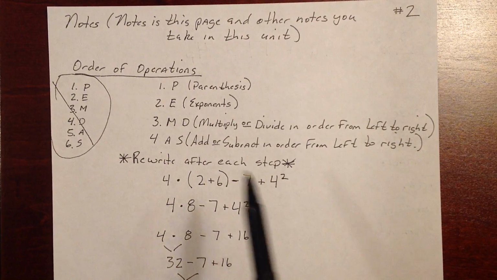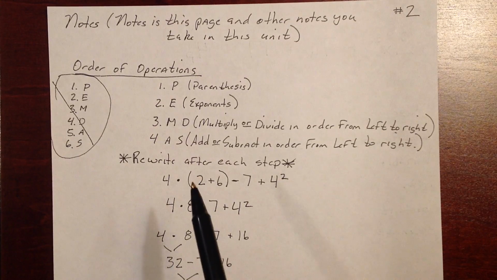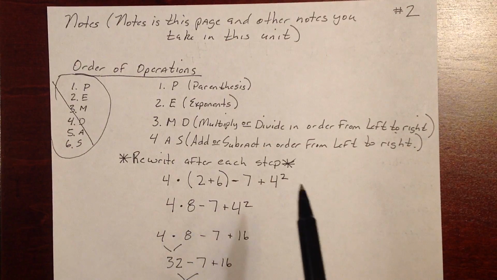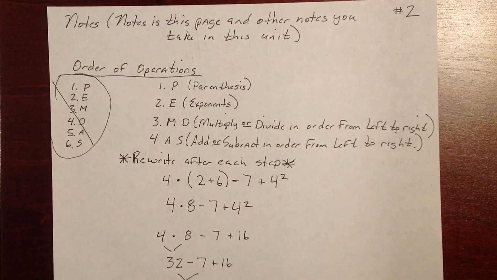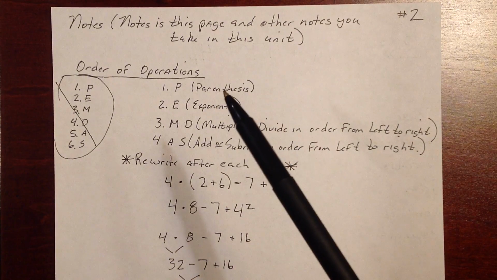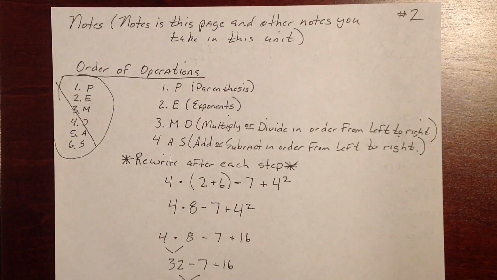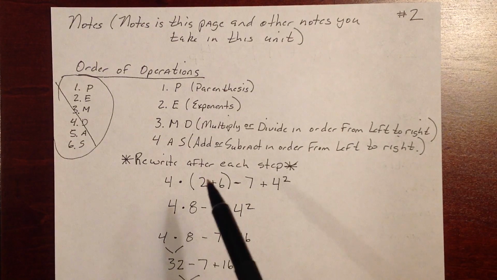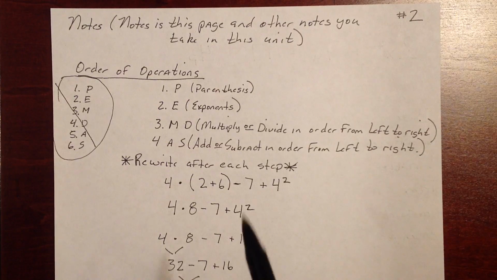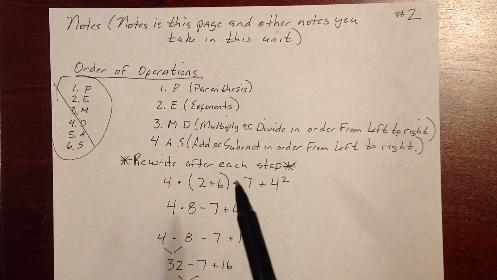Okay. So we've got a problem: 4 times, inside the parentheses, 2 plus 6 minus 7 plus 4 squared. Well, again, let's take a look at the entire thing and ask ourselves, are there any parentheses? Well, I've got one right there. Now, if you have a longer part of this expression inside parentheses, you'd go from left to right and perform the order of operations inside that parentheses if you had any other operations. In this case, we just have the 2 plus 6, so inside the parentheses, we have 2 plus 6.